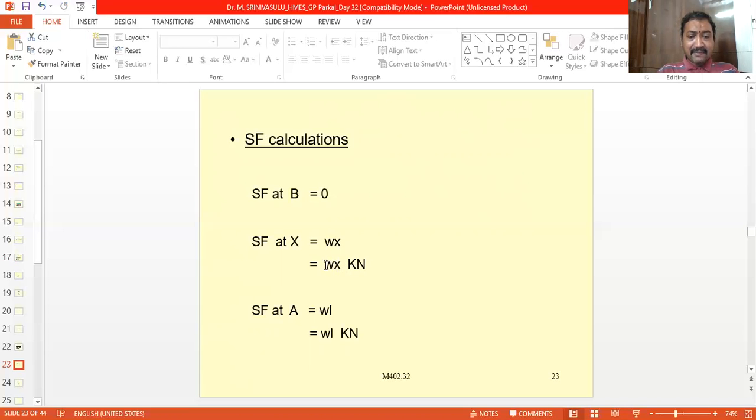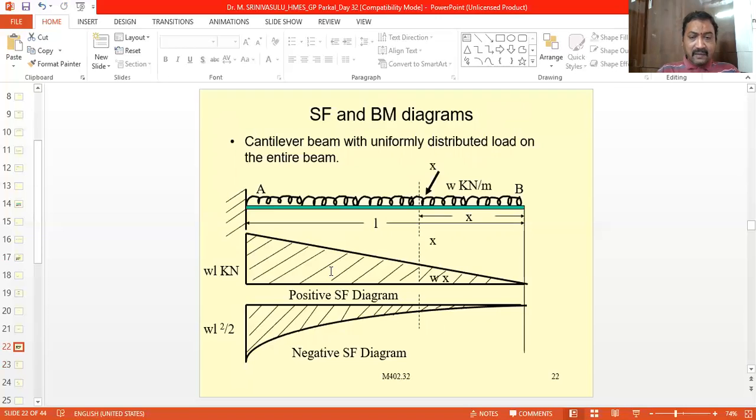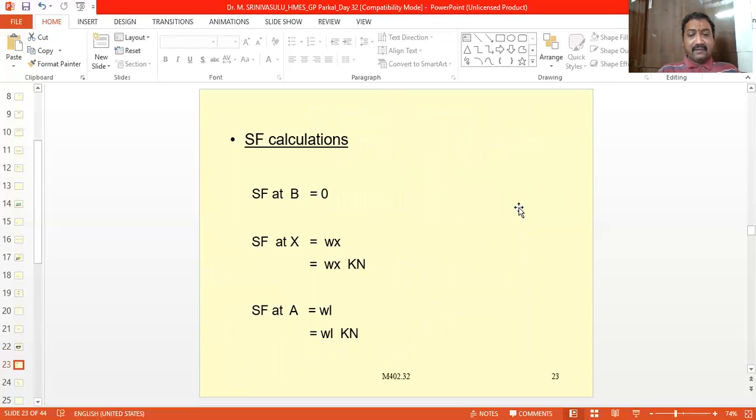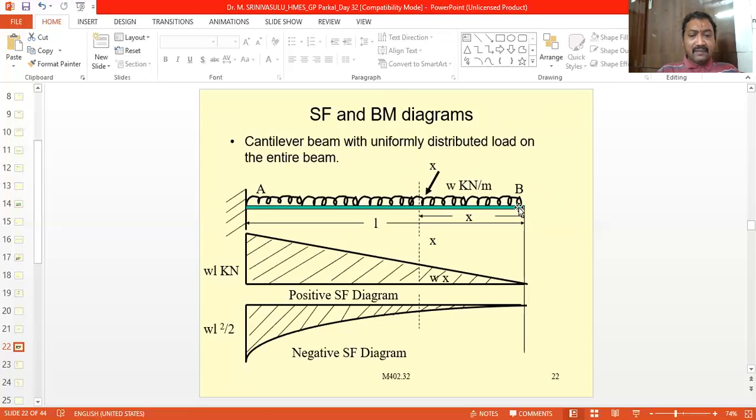This is the general equation of the shear force, and because it is acting downwards to the right of the section, it is a positive one. So plus W into x kilonewtons. Now coming to the other point, that is the fixed end point A. Here it is very simple. If you take to the right of the section, this is the shear force: W is the intensity of loading, and having a length of L.